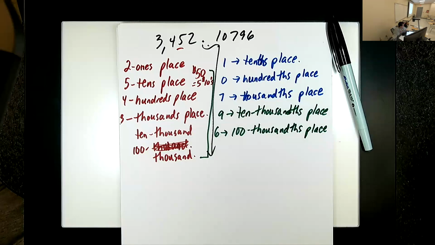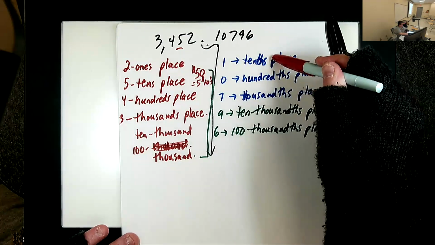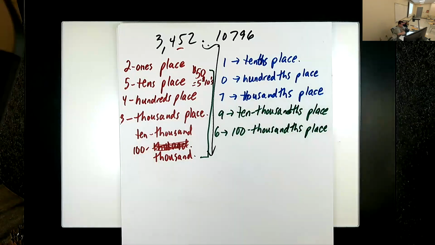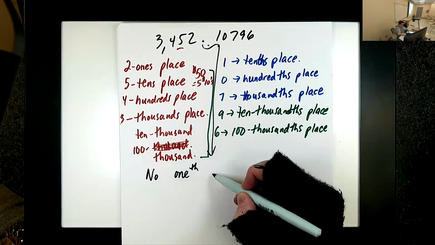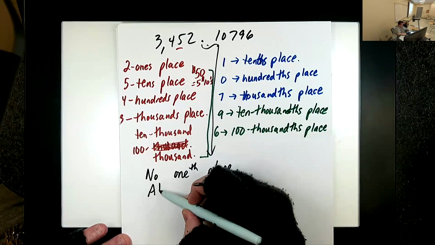Earlier, I had one more decimal, and saying millions just sounded wrong. You very rarely see 6 decimal places. So the only difference between here and here is we don't have a 1th place. So there's no 1th place. And we add the TH after each one.